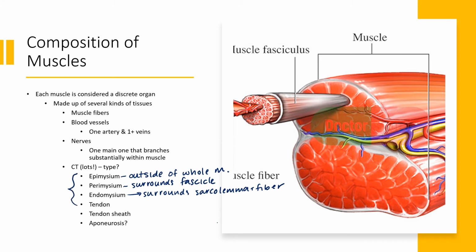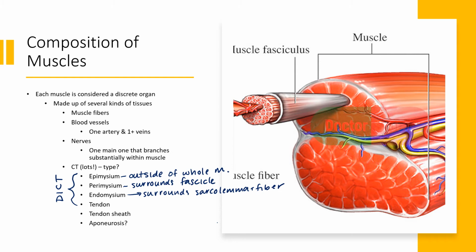Now, all of this, epimysium, perimysium, endomysium, and tendons are made up of dense, irregular connective tissue. Remember, for the purposes of an exam, you need to write out dense, irregular, but from now on, I'd be fine with CT for connective tissue. Dense, irregular, you do have to spell out, though.